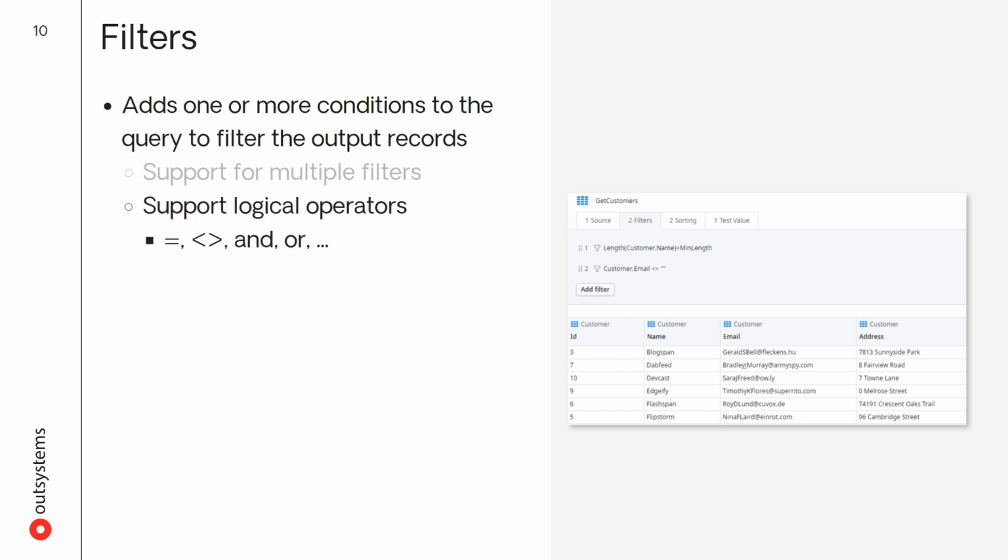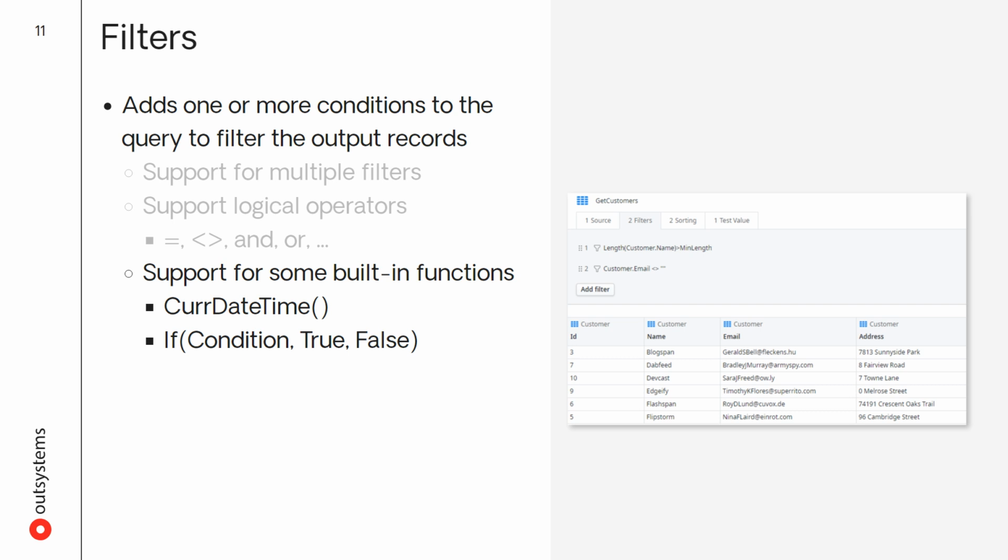Each filter usually has some sort of logical operator, such as equal to, not equal to, and so on. We may also wish to use some of the built-in functions to manipulate dates or other values. This may be useful to get records whose date is in the future, for instance.